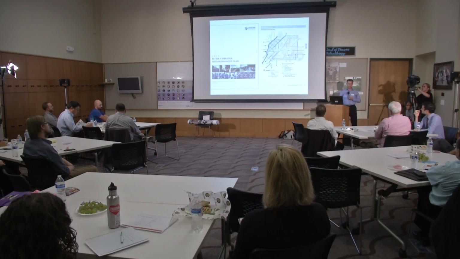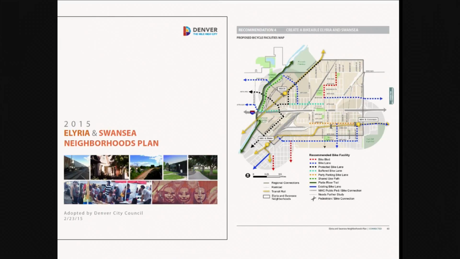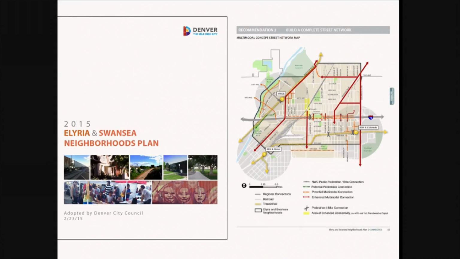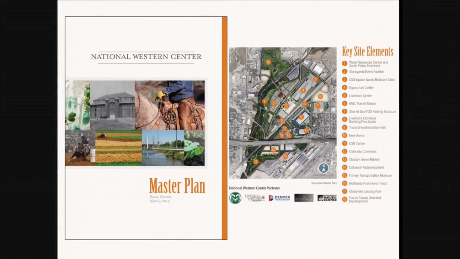The Elyria-Swansea plan has a lot of transportation recommendations, a lot of corridors, and a lot of edges. And a lot of the transportation recommendations here are being worked on now through the NDCC process, the North Denver Cornerstone Collaborative. Spinning off from this plan and following the recommendations in this plan, there's a master plan. So this is not the same type of plan. It's just a more detailed implementation plan for the National Western Center itself.